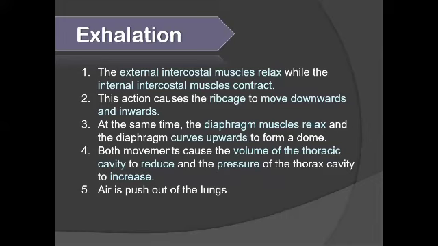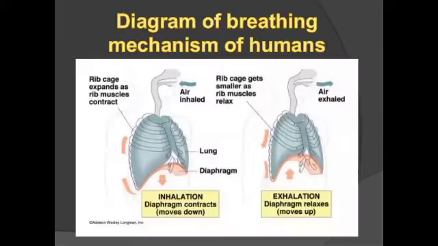During the process of exhalation, the external intercostal muscles relax while the internal intercostal muscles contract. This action causes the ribcage to move downwards and inwards. At the same time, the diaphragm muscles relax and the diaphragm curves upwards to form a dome. Both movements cause the volume of the thoracic cavity to reduce and the pressure of the thorax cavity to increase. Air is pushed out of the lungs. The diagram shows the breathing mechanism of humans.